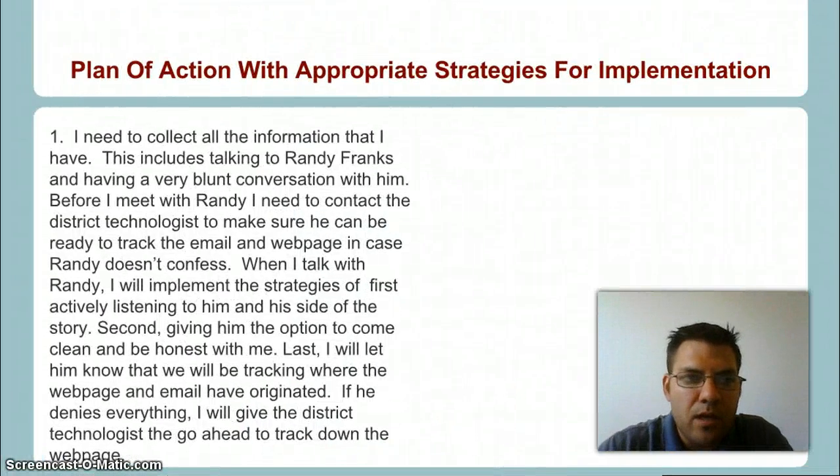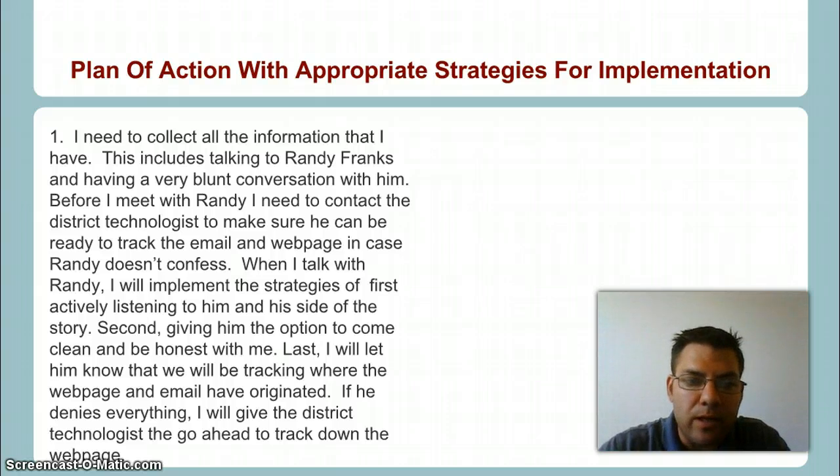So, my plan of action with appropriate strategies for implementation. First of all, I need to collect all the information that I have. This includes talking to Randy Franks and having a very blunt conversation with him. But before I meet with Randy, I need to contact the district technologist to make sure that he can be ready to track the email and web page in case Randy doesn't confess. So I need to do that before I talk with Randy.